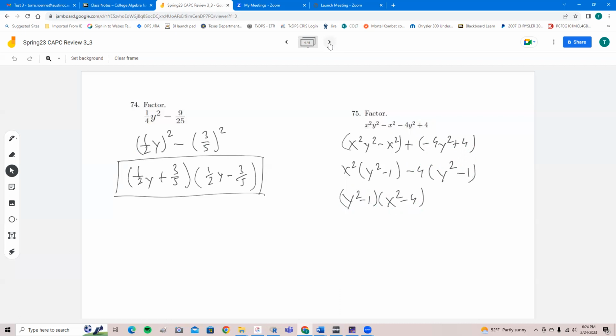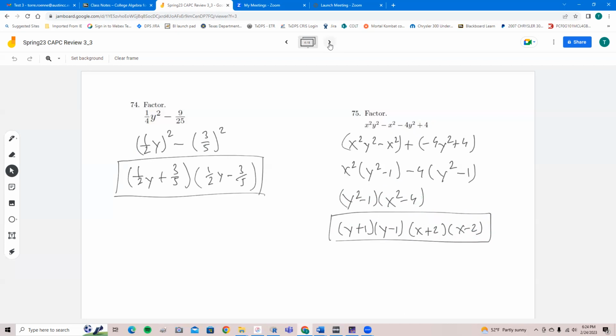All right, so this becomes y plus 1, y minus 1, because y squared, the square root of that is y. Square root of 1 is 1. Likewise for the x, this will be x plus 2 and x minus 2. Difference of squares. Square root of x squared is x. Square root of 4 is 2. And then use the plus minus.